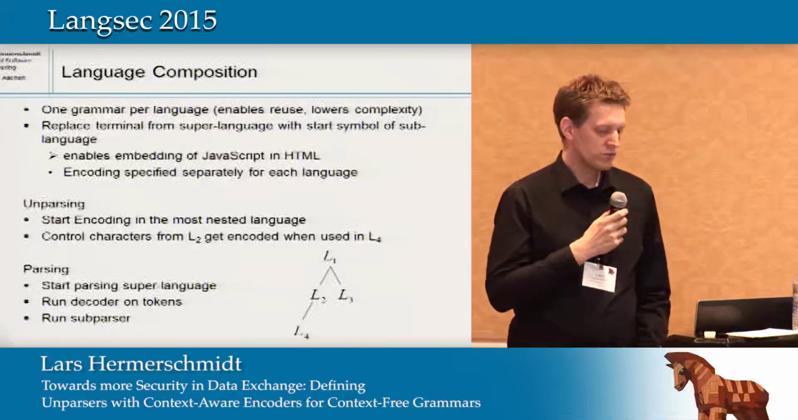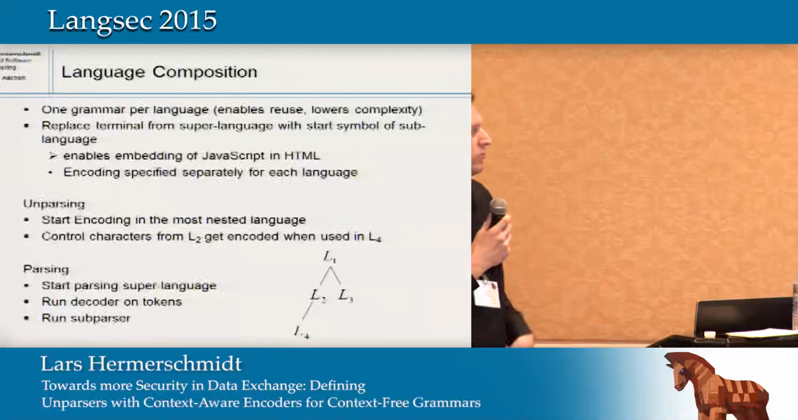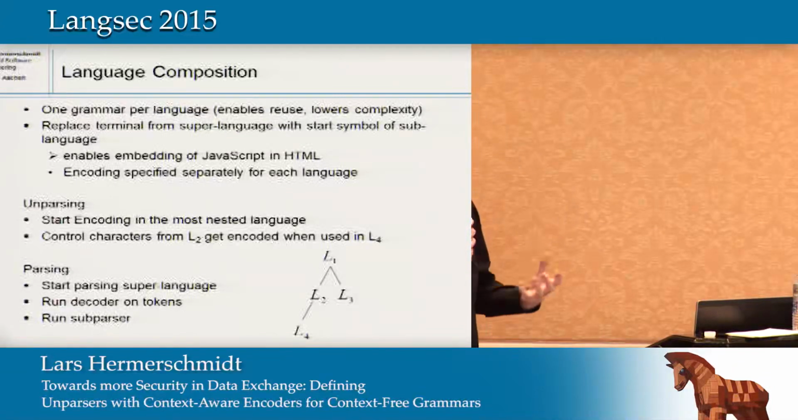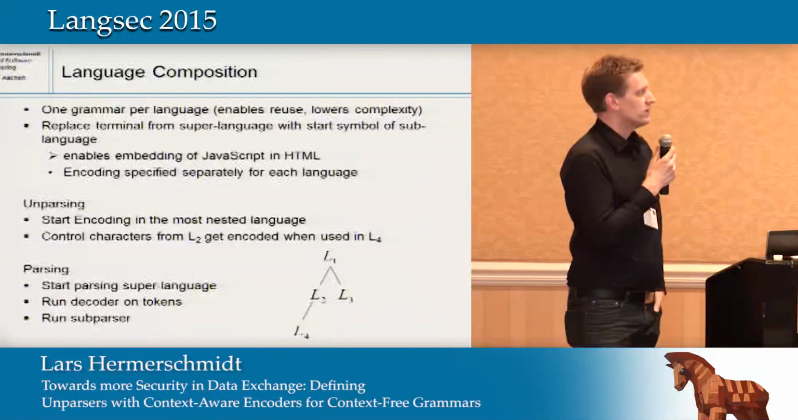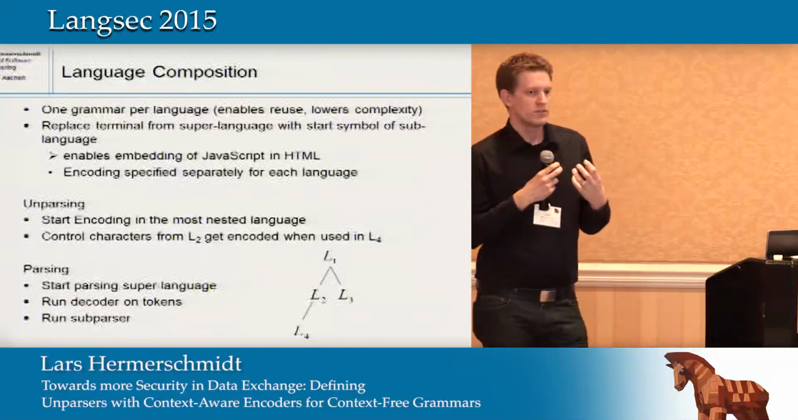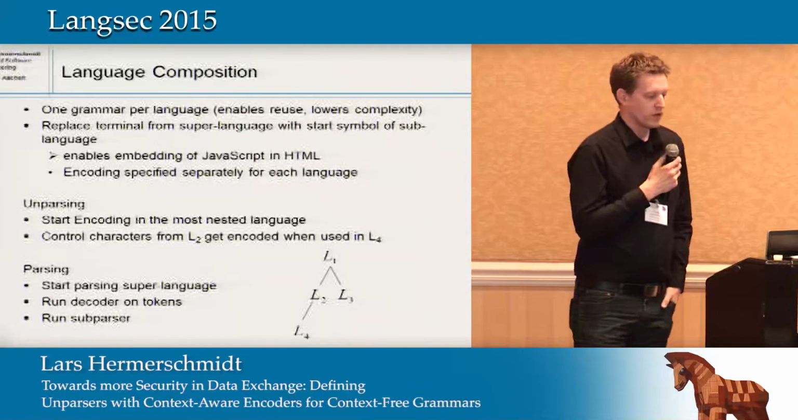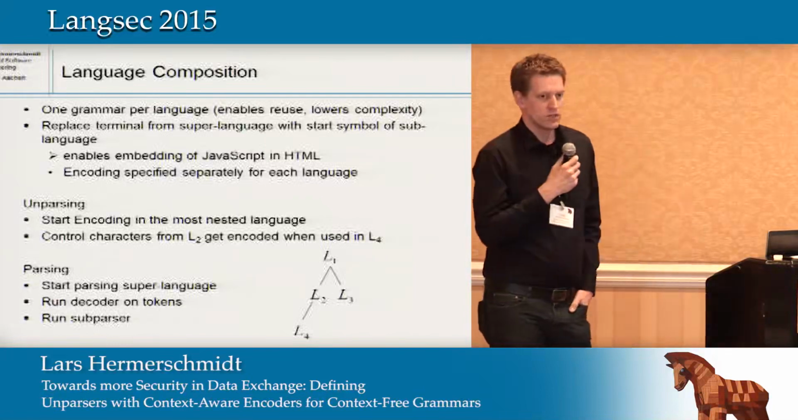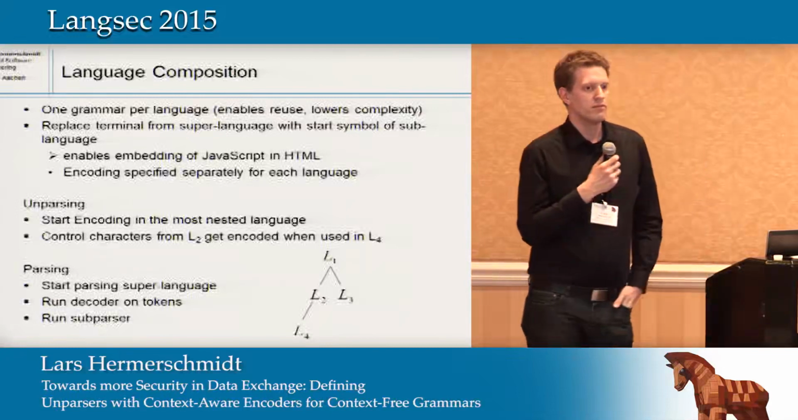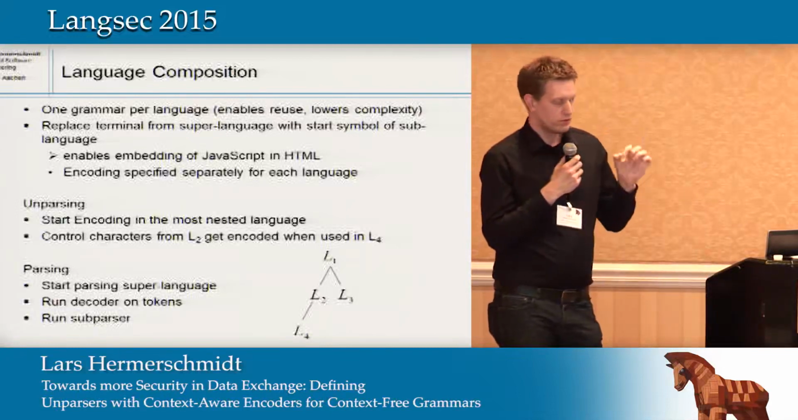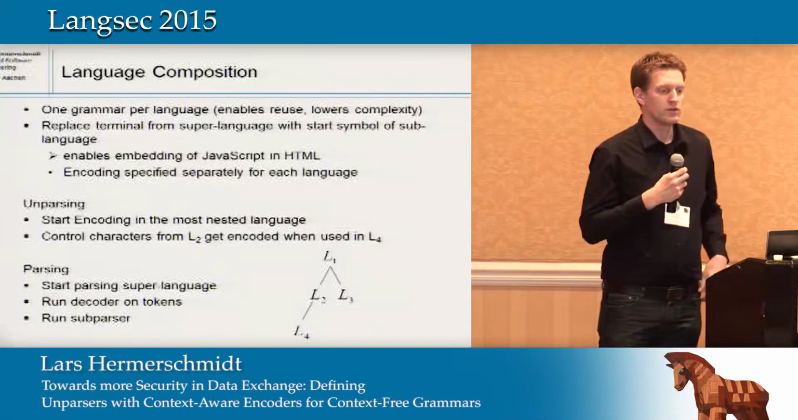So the technique we use here is language composition, which is basically that you define one grammar per language and put another language into this language, or you concatenate these different languages by replacing a terminal symbol within the supergrammar, and that way you can embed JavaScript in HTML, for example. And like on the previous slide, you would then define the encoding per token. So you don't need to worry about interference between languages.